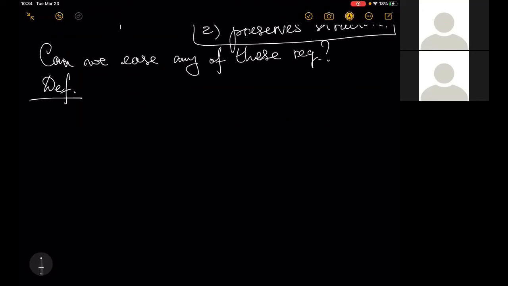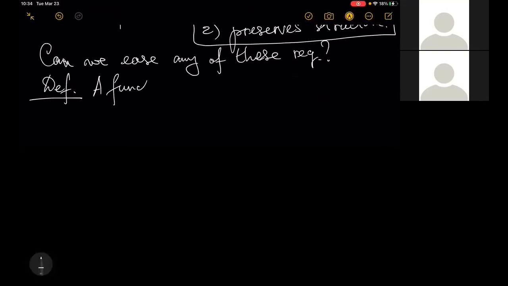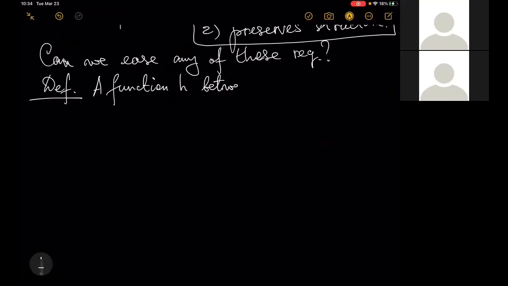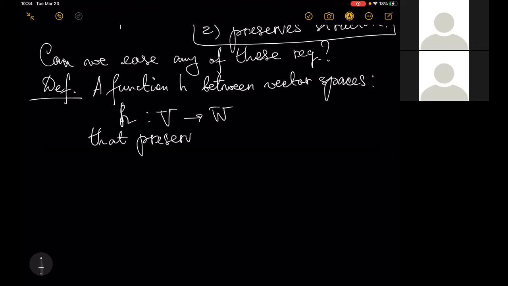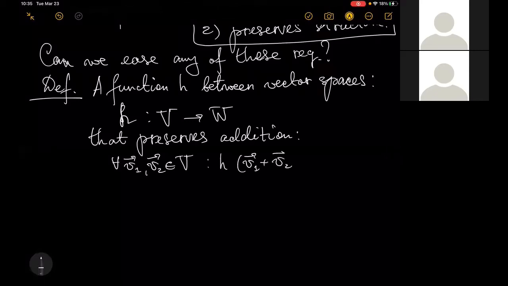A function between vector spaces that preserves addition, so for any v1, v2 belonging to V, the following is true: h of v1 plus v2 equals h of v1 plus h of v2.